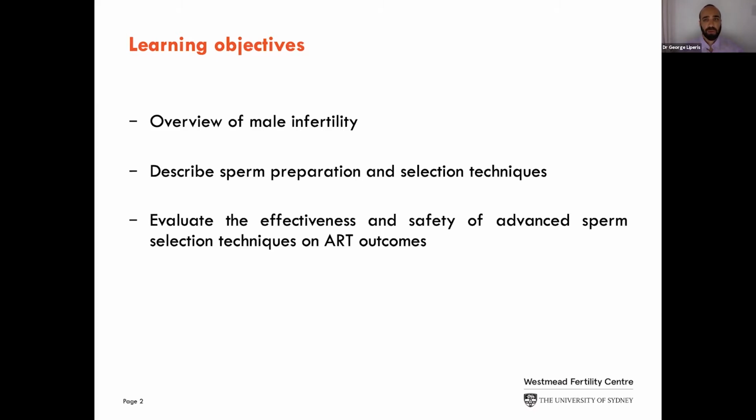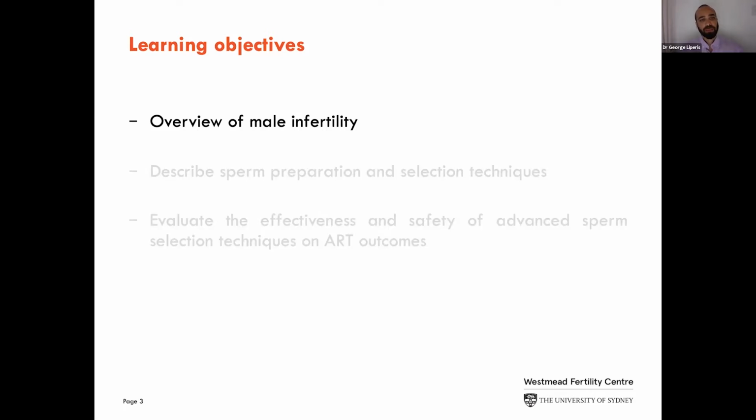So what we're going to cover in this lecture is, first, I'm going to give a quick overview of male infertility, and then move on to describe the sperm preparation and selection techniques. After that, we're going to evaluate the effectiveness and safety of those advanced sperm selection techniques for use in the clinic. So, just a quick overview of male infertility.